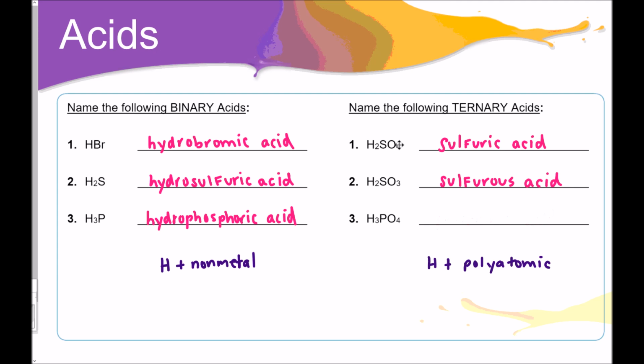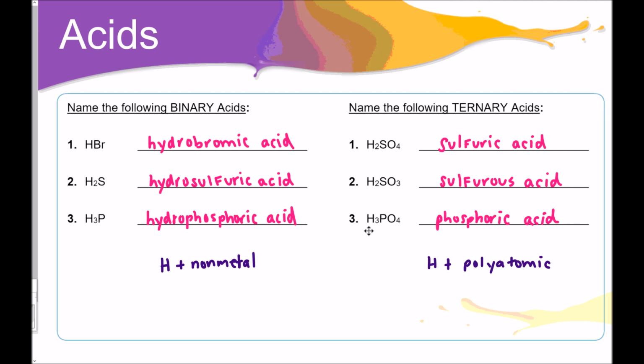Okay, and then lastly, H3PO4. PO4 is phosphate, so this is phosphoric acid. Do not get that confused with hydrophosphoric acid, which is just phosphorus, not the polyatomic ion, phosphate. Okay, hopefully this makes sense to you. If not, make sure to pause the video and ask your teacher for help.